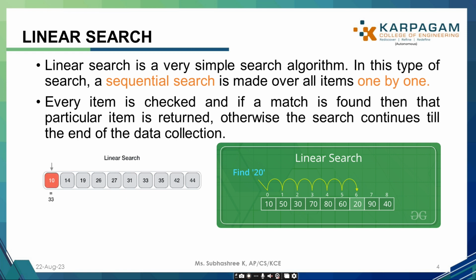Starting with index 0, the value 10 is compared with the target value 33. Is 10 equal to 33? No, and hence the iteration moves on to the next element in the array. Then 14 is compared with 33, still not equal, and it moves on with the next values 19, 26, 27, 31 and 33. Now the iteration stops because 33 is equal to 33, and hence the index where 33 is located is returned.